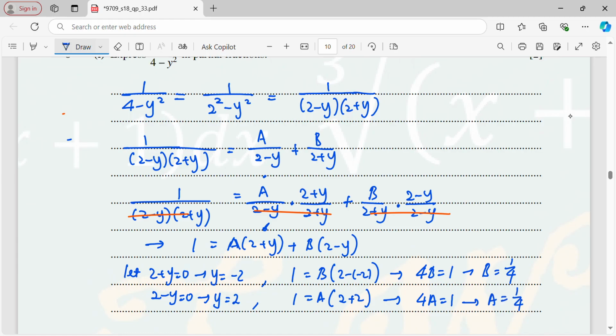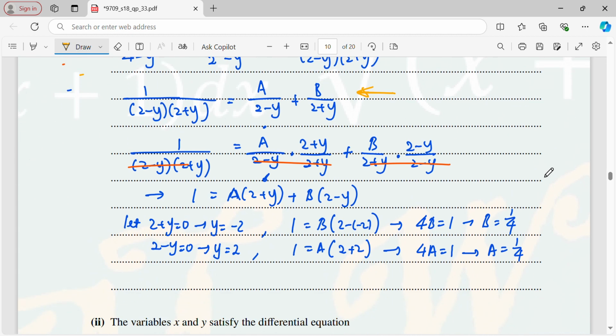So once you have found the a and b, right, substitute back into this step, the partial fractions. So I will be getting 1 over 2 minus y times 2 plus y equals to, okay, since your a and b are both 1 over 4, means that instead of writing 1 over 4 over 2 minus y plus 1 over 4 over 2 plus y, I will just factorize 1 over 4. So once I have factorized 1 over 4, I will get 1 over 2 minus y plus 1 over 2 plus y. So this will be your partial fractions.